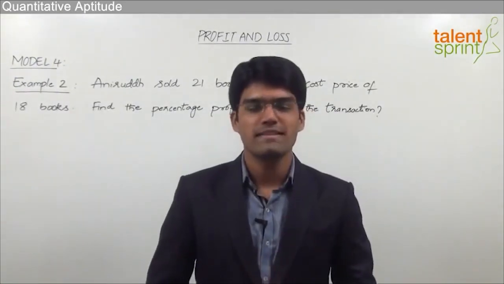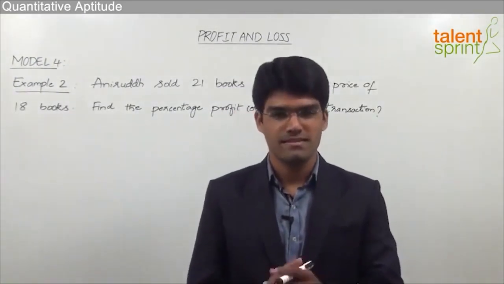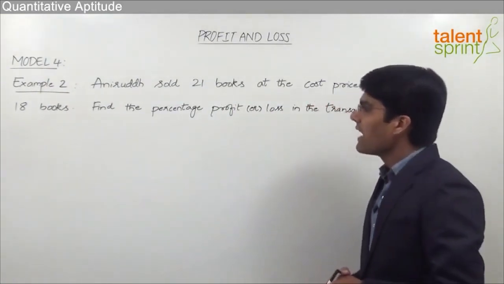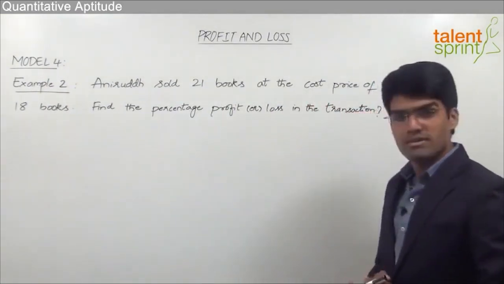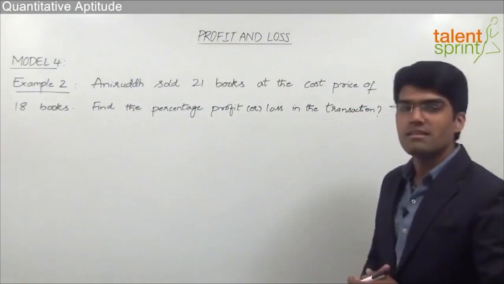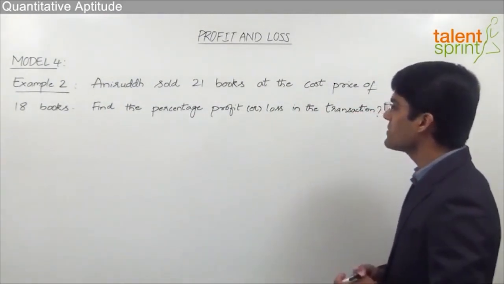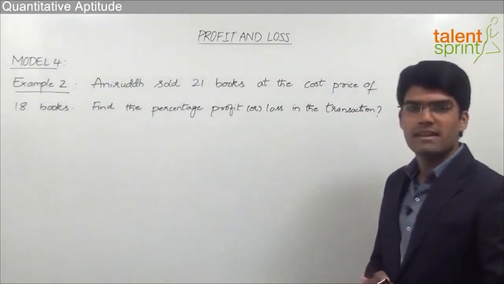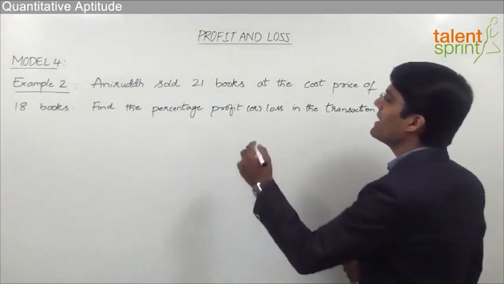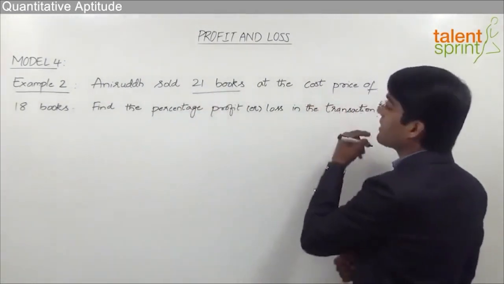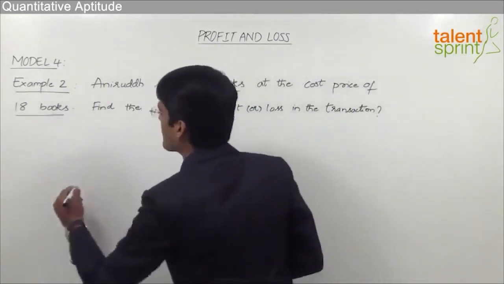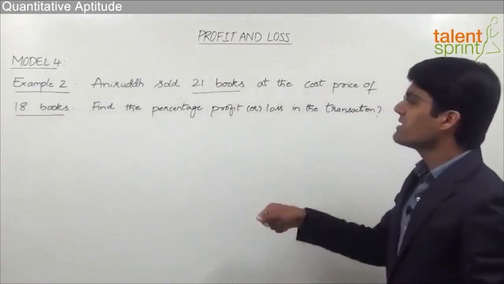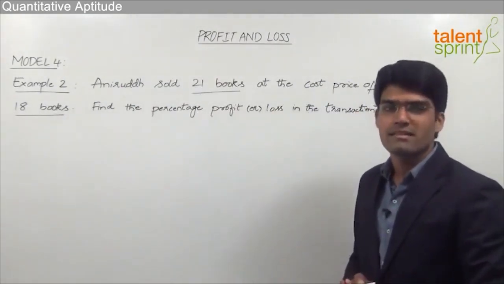Let us now take one more example based on the model that we have discussed just now. The question is, Anirudh sold 21 books at the cost price of 18 books. Find the percentage profit or loss in this transaction. So as we can see here, 21 books were sold at the cost price of just 18 books, and we are supposed to find out how much is the profit or loss percentage in this transaction.